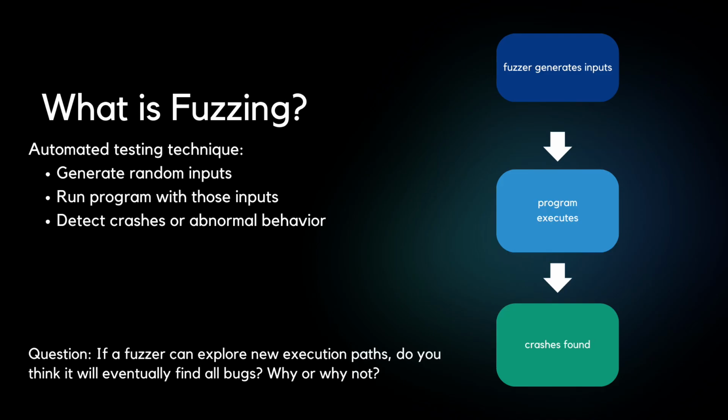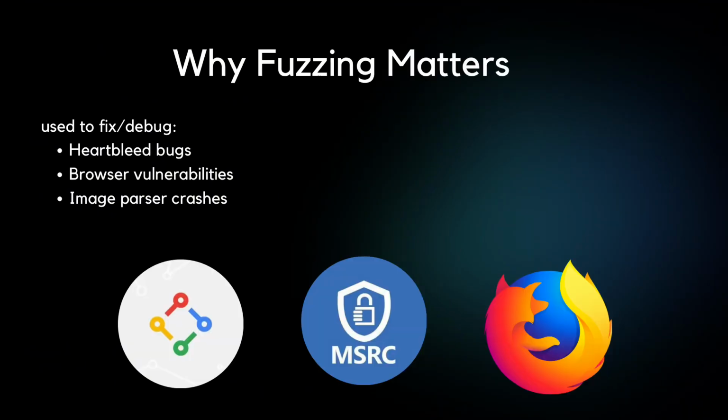Let's take a moment to understand why fuzzing is such an important tool in software security. Modern software systems are extremely complex and often contain millions of lines of code. Because of this complexity, it's almost impossible for developers to manually test every possible input a program might receive. Fuzzing helps address this problem by automatically generating large numbers of inputs and testing them against a program. By repeatedly mutating inputs and observing the program's behavior, fuzzers can uncover unexpected crashes or security vulnerabilities.